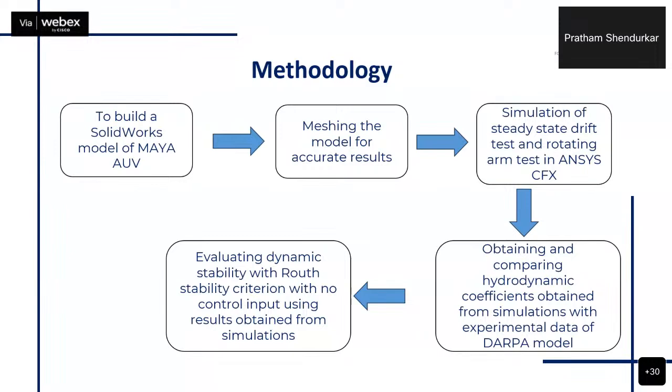So this is the methodology of our project, in which we'll first build a model of an AUV in SolidWorks. Then we'll mesh the model for accurate results. Meshing is very important in CFD. Next part is the simulation of the steady state drift test and rotating arm test in CFX. After that, the results obtained from these tests, such as hydrodynamic coefficients, will be compared with the experimental data of the DARPA model for the validation part. After this, we'll evaluate the dynamic stability with the help of root stability criteria with no control input, and with the help of results obtained from the previous simulation.